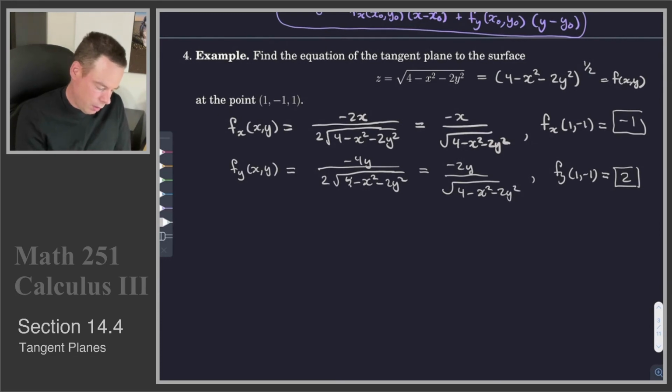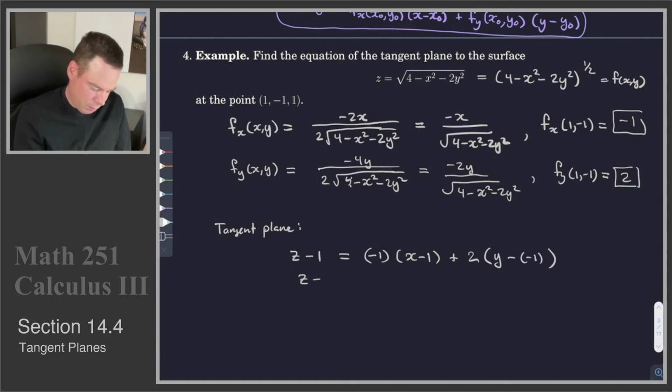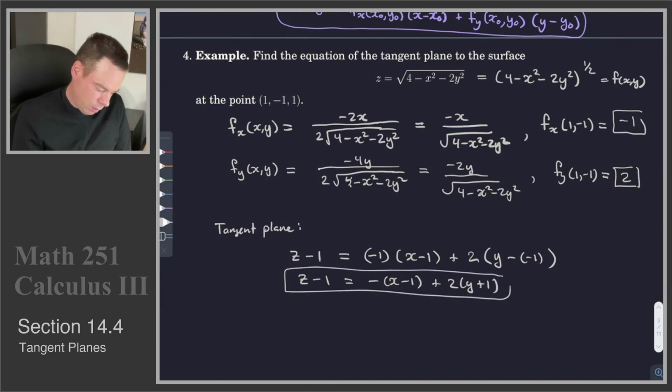So that means we can now work out what the tangent plane is. It's z minus the z coordinate of the point we know is equal to the x partial derivative times x minus the x coordinate of the point we know, plus the y partial times y minus the y coordinate of the point we know. Or in other words, z minus 1 is equal to negative (x minus 1) plus 2 times (y plus 1). So there is our equation of our tangent plane. If we want to put it in a simpler form, pushing all the variables to one side and the constant to the other, we can do that.